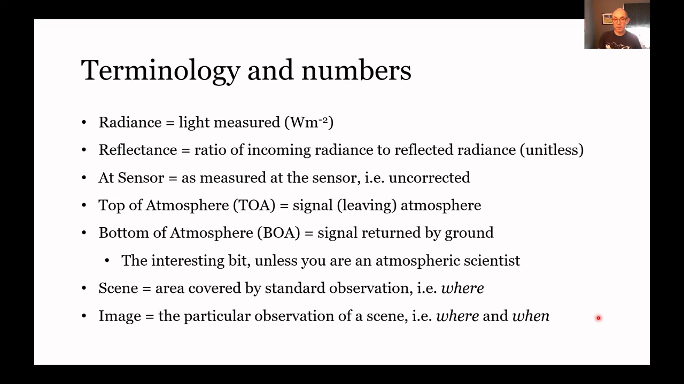At sensor will refer to a measurement made at the sensor, in the camera, as it were, entirely uncorrected. Top of atmosphere. Again, this seems fairly self-explanatory, something at the top of the atmosphere. Typically, this might mean the signal leaving the top of the atmosphere. So it's already passed through the atmosphere twice, so one's going down and one's coming up. But it depends on what we're looking at. So top of atmosphere just simply refers to that place. But what it might mean, top of atmosphere reflectance or radiance, depends on what other word is used with it. But that's what it's referring to.